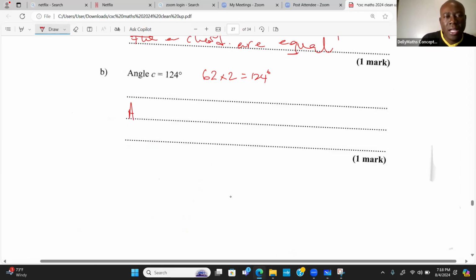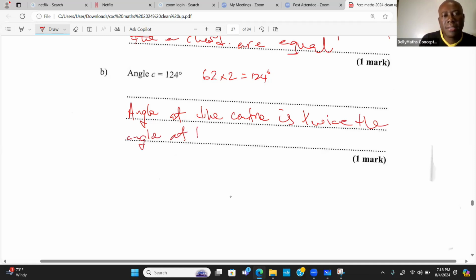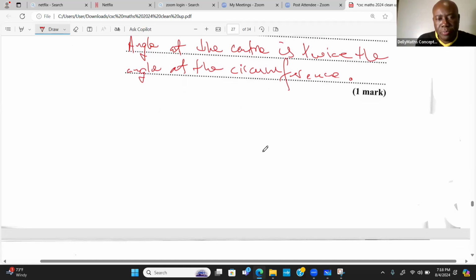So we could say the angle at the center is twice the angle at the circumference, and that's what we're saying right there, providing that they're coming from that same chord.